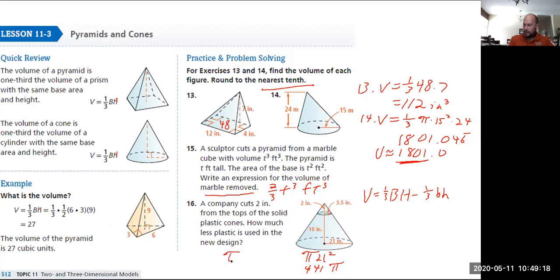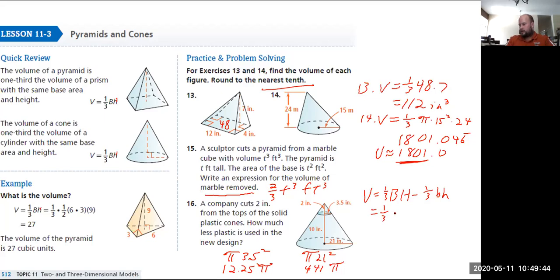So pi, the radius on the little one is 3.5 squared. So 3.5 squared, that's 12.25 pi. Oops, supposed to be pi. All right, so now plug them in.